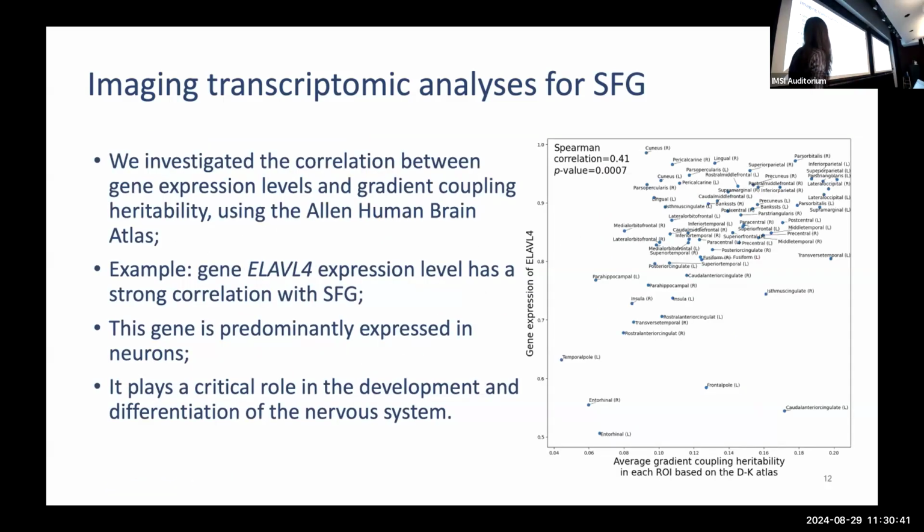We did exactly this using the Allen brain atlas for more than 10,000 genes. And this is an example of the top genes. The top gene is ELAVL4. It is strongly correlated with our traits, with a correlation of 0.41 and a significant p-value. This gene is predominantly expressed in neurons and plays a critical role in the development and differentiation of neural systems.